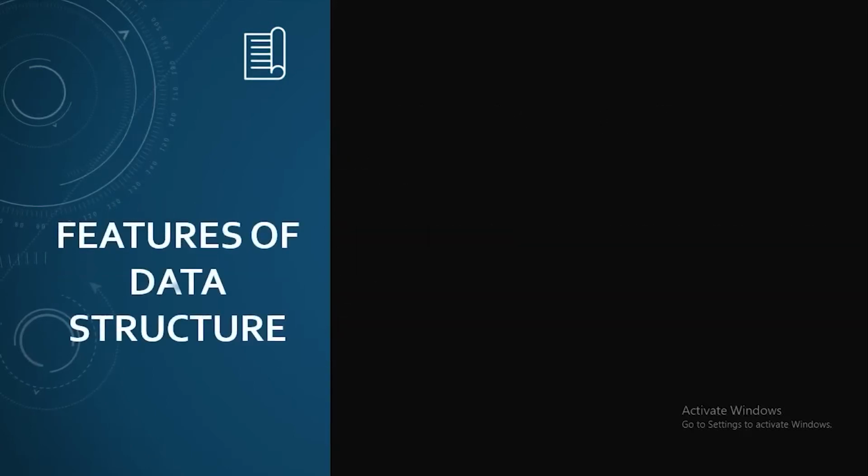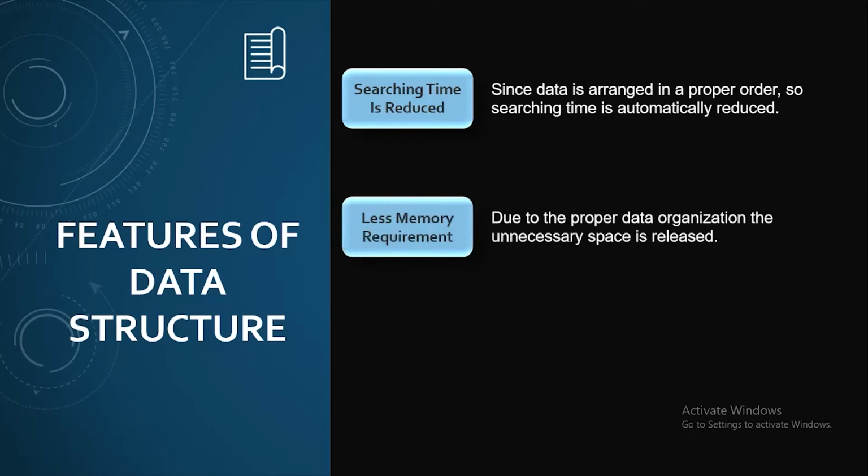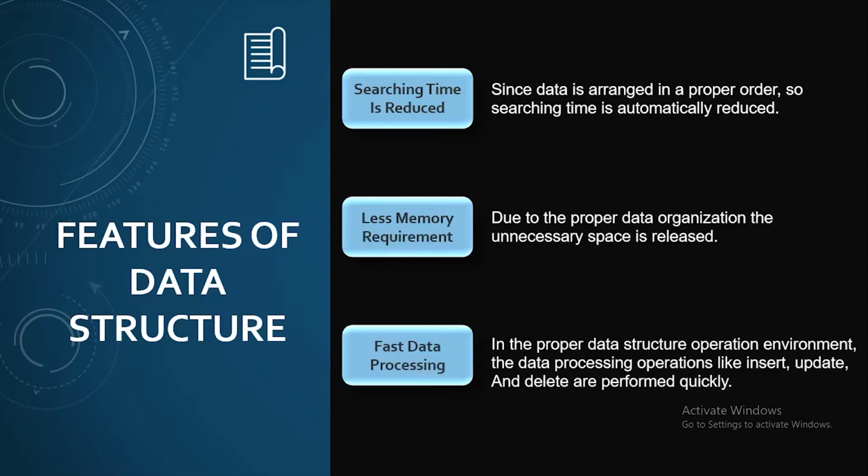Now here we have a few features of data structure, guys, and number one is that searching time is reduced. Since the data is arranged in a proper order, searching time is automatically reduced because it's very easy to search the data, take out the data or find the data from a particular queue or a particular array. The next is less memory requirement. Due to the proper data organization, the unnecessary space is released. And last but not least is fast data processing. That means in a proper data structure operation environment, data processing operations like insert, update and delete are performed quickly. That's why we say fast data processing, and it all happens because the data is stored in a proper manner.